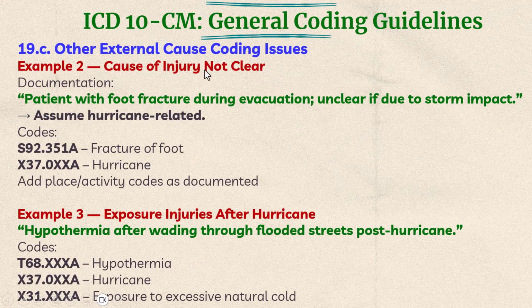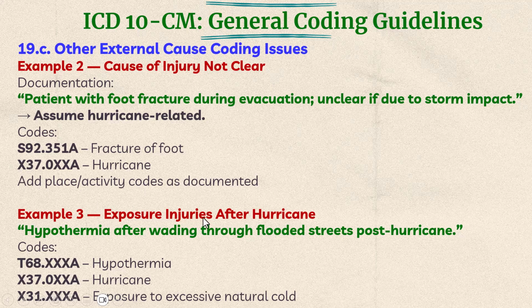Example 2, cause of injury not clear. So documentation says patient with foot fracture during evacuation, unclear if due to storm impact. In that scenario, you have to assume that the hurricane is related. So you have to code the injury first, that is S92.351A for fracture of foot, and X37.0XXA for hurricane. Then add place and activity codes as documented.